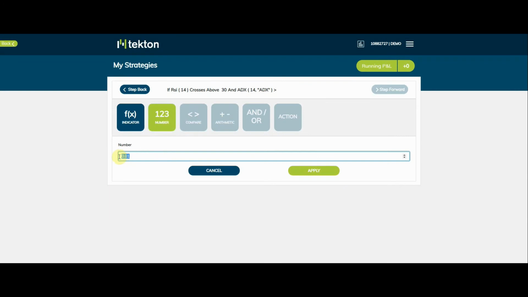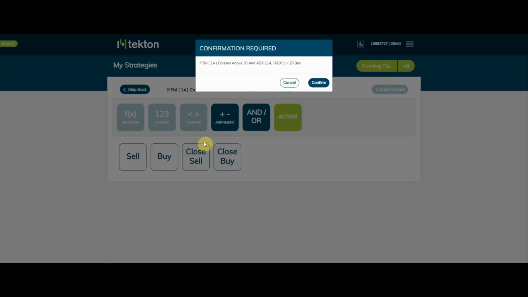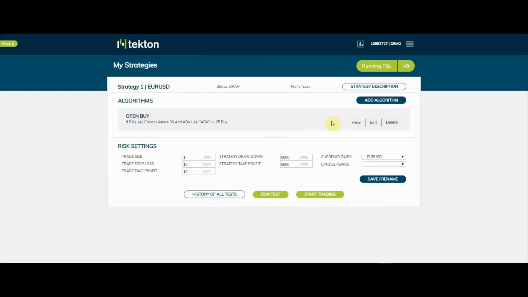Number 25. So we've actually now got two indicators in one algorithm. This is confirming the buy, and this is confirming that it's actually a market in a movement in one direction. So the action here would be to buy, and that's written the algorithm for the buy.